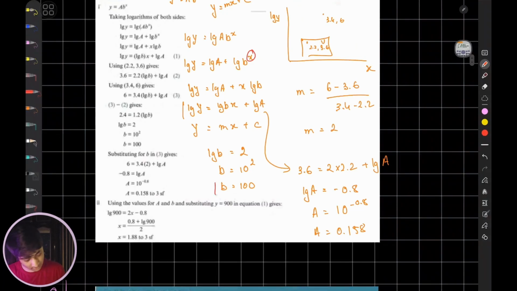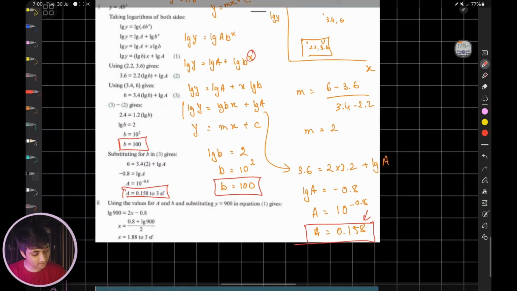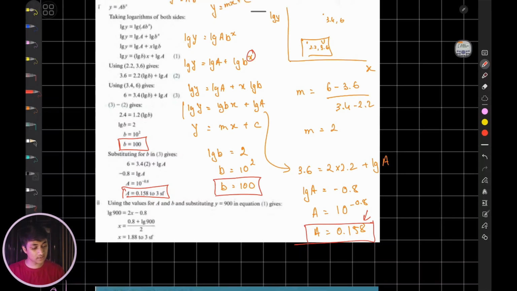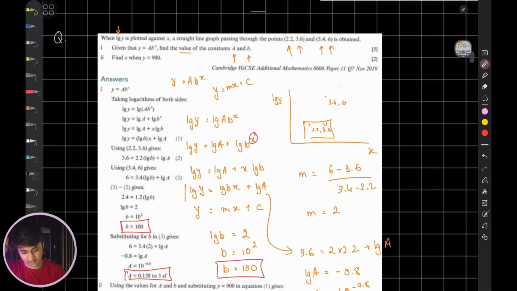So, notice one thing. We have figured out both the values for the constants: b is equal to 100, and the second one is a is equal to 0.158. Notice 3 significant figures, and the final answer is supposed to be 0.158 for the constant a. Fair enough. So those are the two answers, and that is part 1. Let's go for part 2.